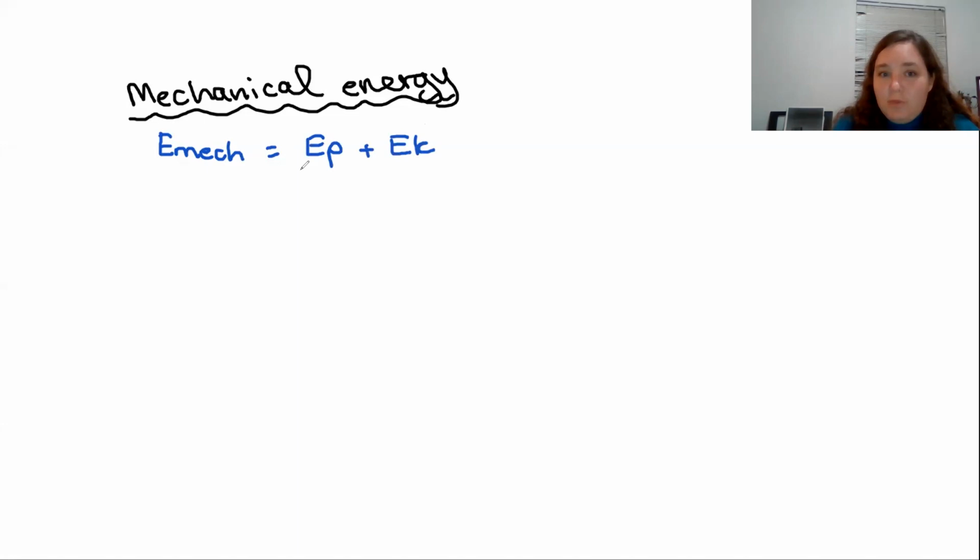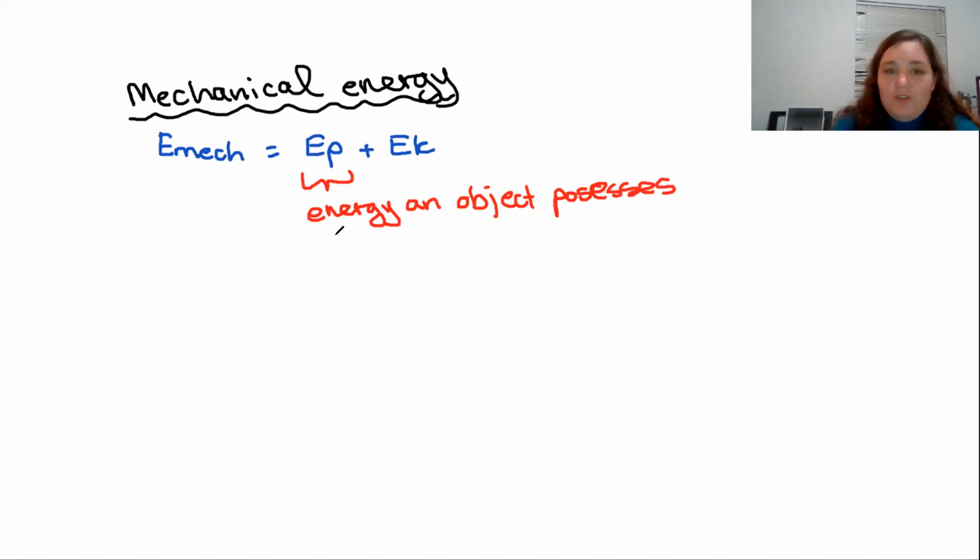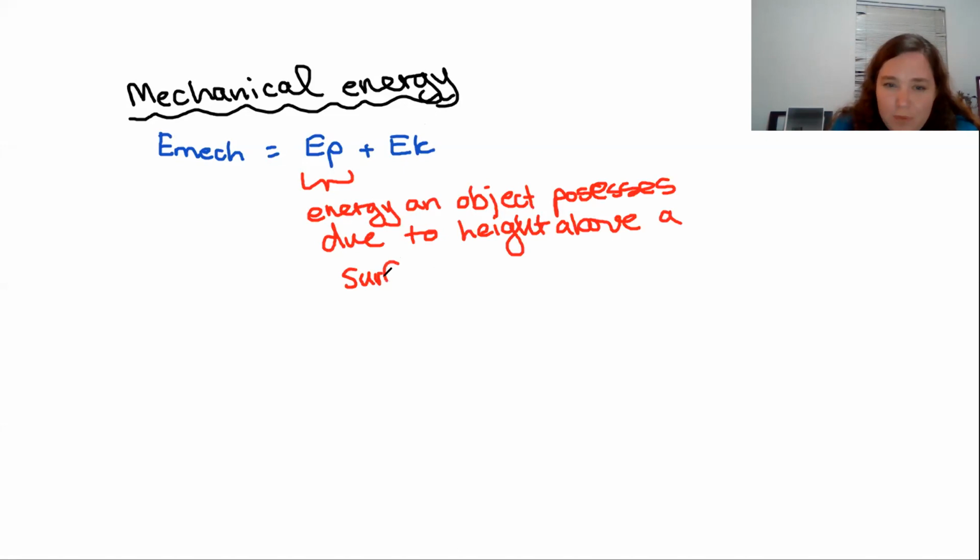Now, to remind you, potential energy is the energy that an object possesses due to the height above a surface. Now, this is a very important idea to understand, that it's a height above a surface. So we care more about the change in height than where the actual height is.